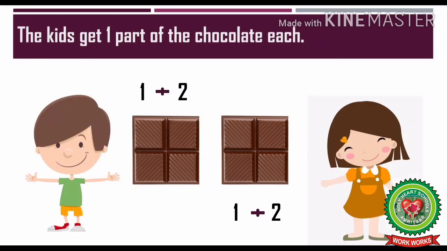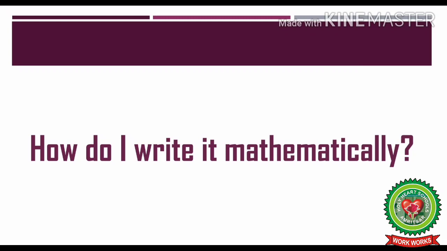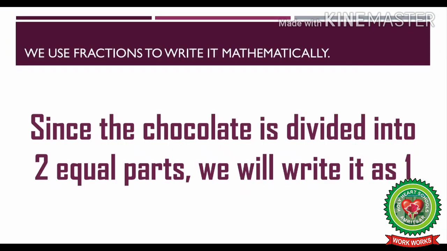So 1 part is 1 divided by 2 and the other part is also 1 divided by 2. So will you say that they have got 1 chocolate each? No, they have got 1 part of 2 equal parts. So Rohan has got 1 part of 2 equal parts and his sister has got 1 part of 2 equal parts. So, how do I write it mathematically? We will use fractions to write it mathematically.